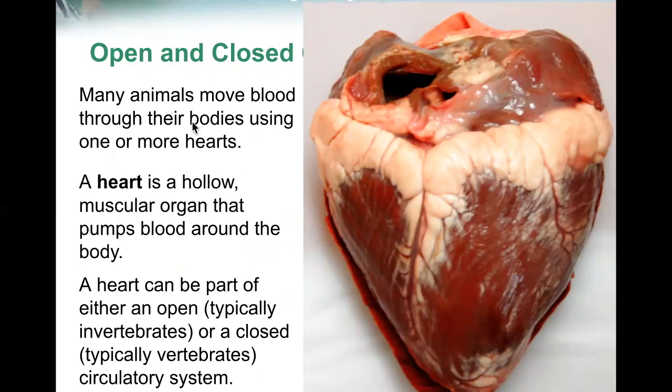Many animals move blood through their bodies using one or more hearts. A heart is a hollow muscular organ that pumps blood around the body. A heart can be part of either an open, typically invertebrate, or a closed, typically vertebrate, circulatory system.